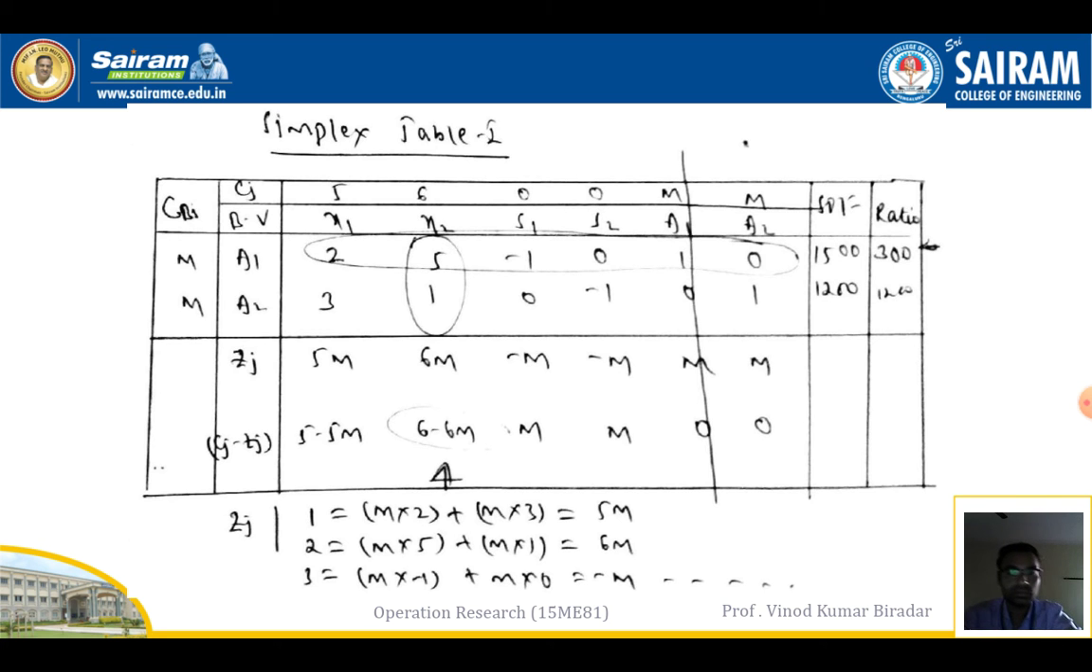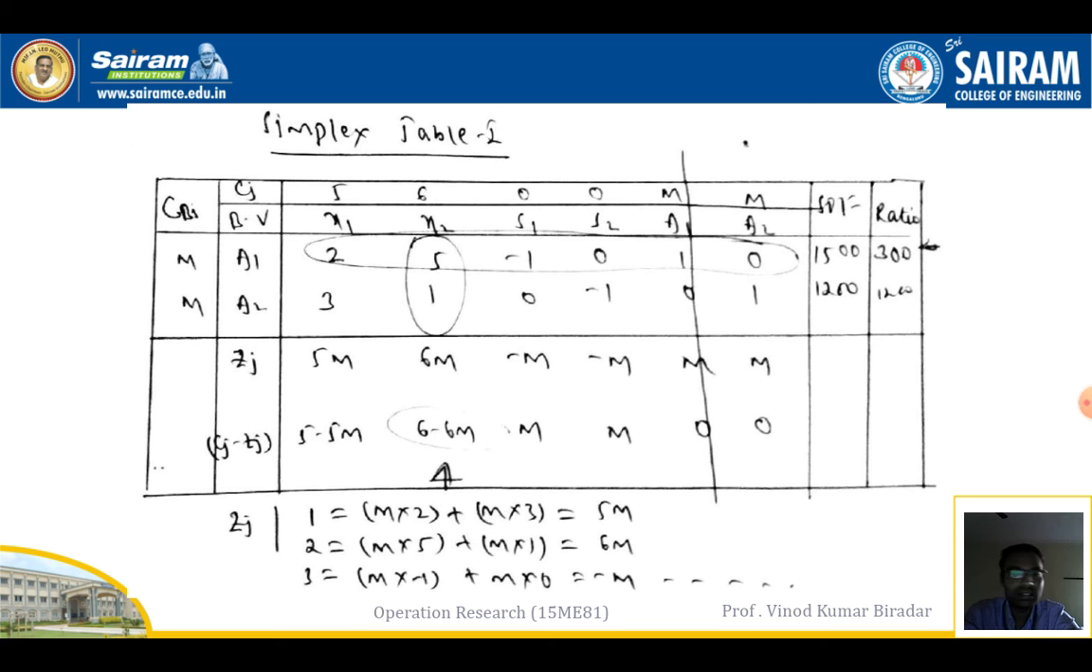Okay, so after this you need to calculate the zj value. How to calculate the zj value: M into 2 plus M into 3, this CBi into these values. I wrote here M into 2 plus M into 3 is equal to 5M. Similarly, next column, M into 5 plus M into 1, you will get 6M. M into -1 minus M into 0, you will get minus M, right. Like that you write here for all the variables.